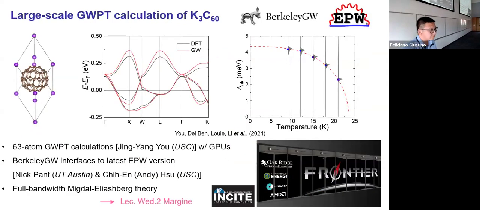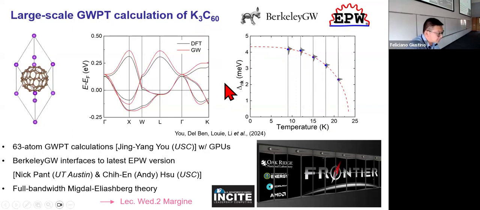Nowadays, this is one of the recent examples that we calculated. We are able to run a GWPT calculation of a system of 63 atoms, potassium 3 carbon 60. This is a unit cell. Basically, it's a molecular crystal, which is also a superconductor. We calculate the GW band structure as well as the GWPT matrix elements to calculate the superconducting properties of this material. And this is enabled by running on the now fastest available supercomputer, Frontier at Oak Ridge.